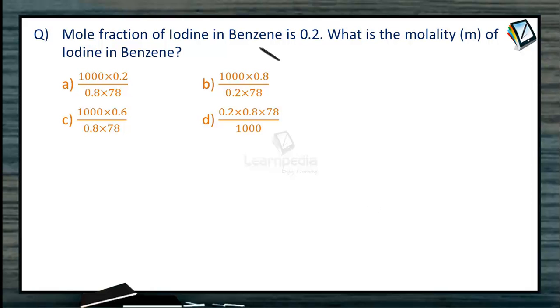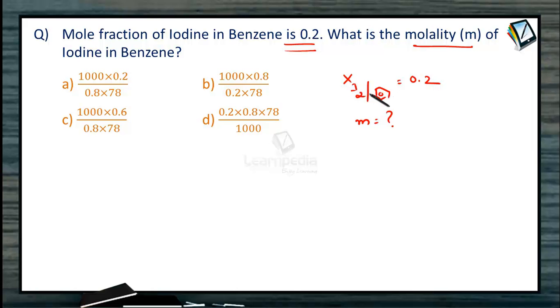Mole fraction of iodine in benzene is 0.2. What is the molality, small m, of iodine in benzene? So we are given mole fraction of iodine in benzene solvent as 0.2. And what we are asked is to find molality, small m. So how is this mole fraction related to molality?